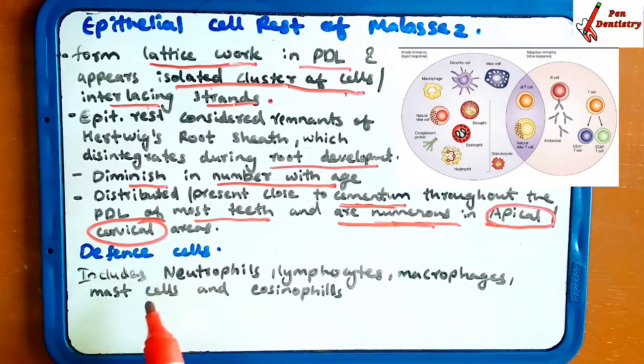What are the defense cells? Defense cells include neutrophils, lymphocytes, macrophages, mast cells, and eosinophils. As you know, these are the defense cells of the body. So they are also present in the periodontal ligament as defense cells.